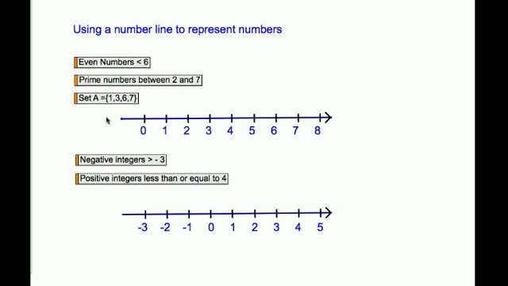Next, we take a look at a number line. A number line can be used to represent numbers. In this case here, this is a whole number line. This is an integer number line. Let us now see how we can use this number line to represent number sets.